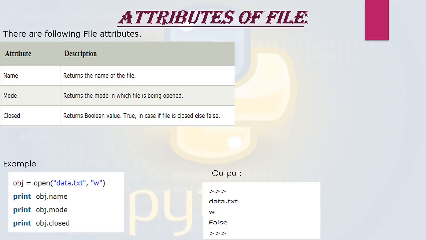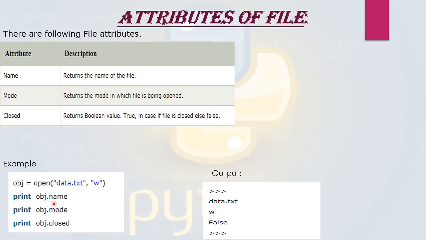Now see what the attributes of a file are. There are the following file attributes: name, mode and closed. The work of name is to return the name of the file. Mode returns the mode in which the file is opened, and closed returns a boolean value, true if the file is closed, else false.